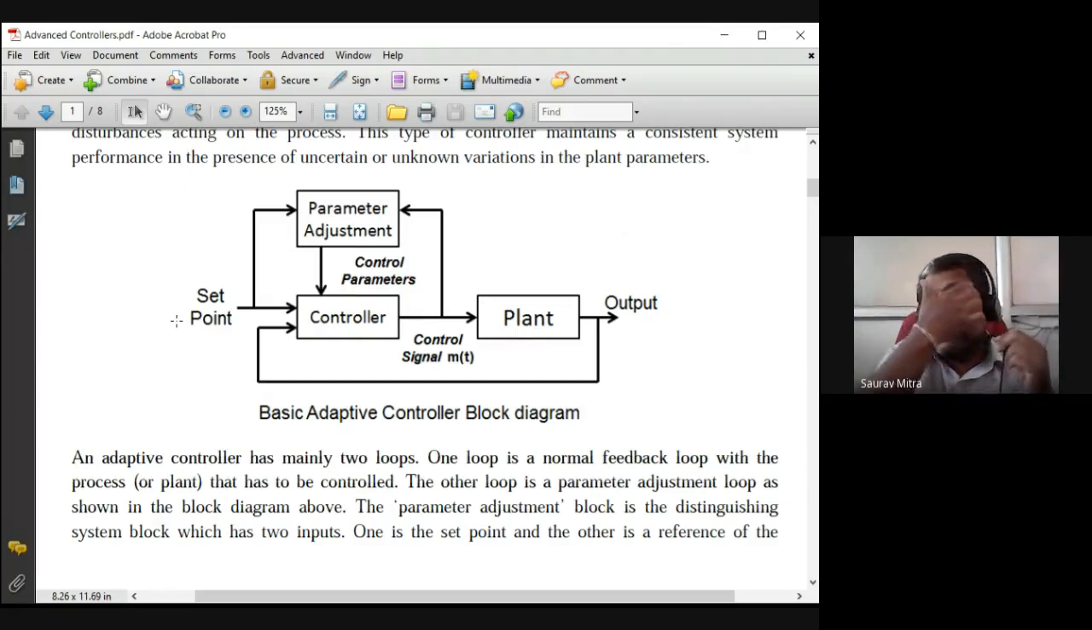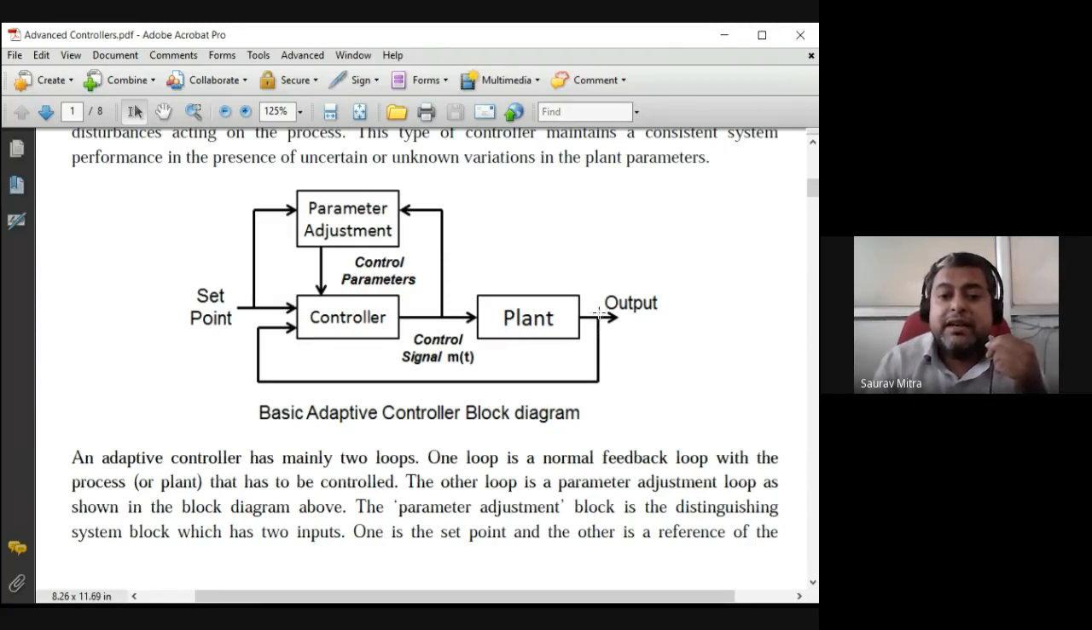Now, what is the special thing in an adaptive controller? You can see here at the top, just above the controller, there is a block called parameter adjustment. Here you can apply those fancy controller paradigms, that is machine learning, deep learning, artificial intelligence. All those things can go for parameter adjustment. The set point is given to the parameter adjustment block. Controller output is given to the parameter adjustment block. And controller output is nothing but proportional to whatever is the error output produced by the plant.